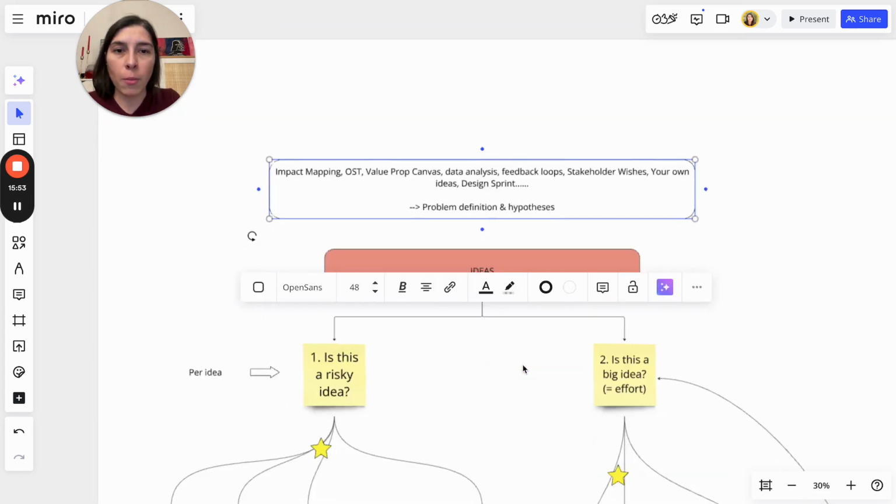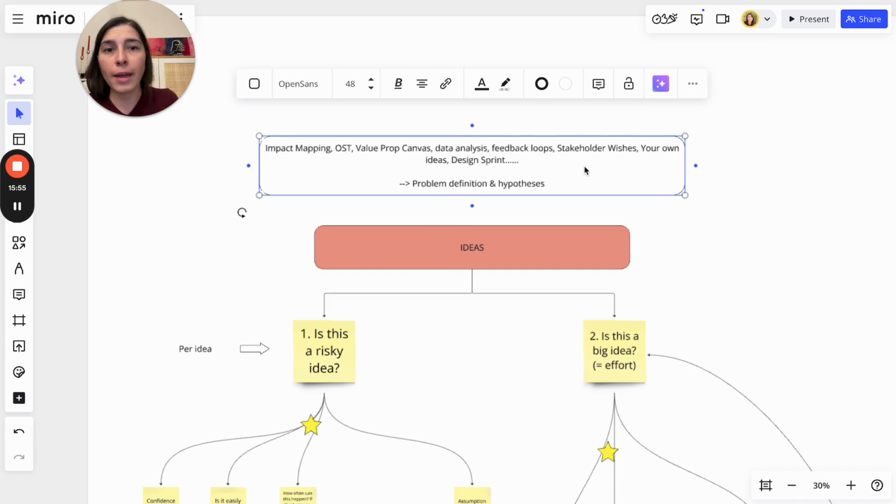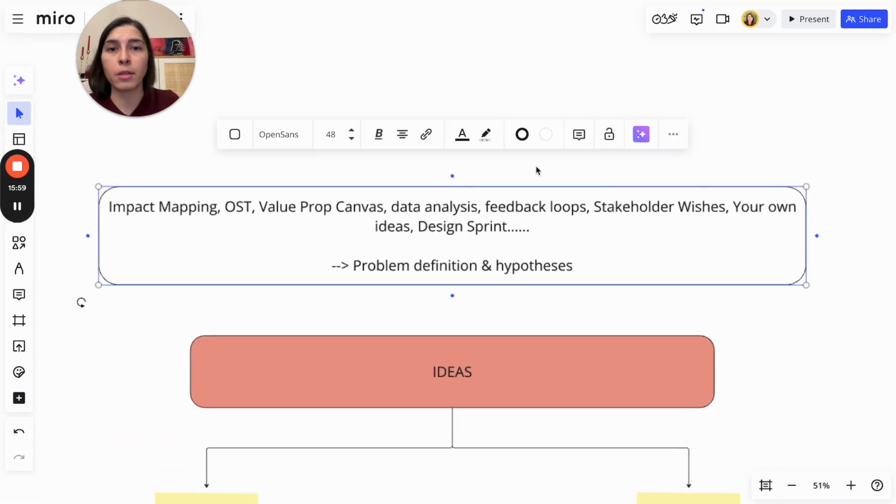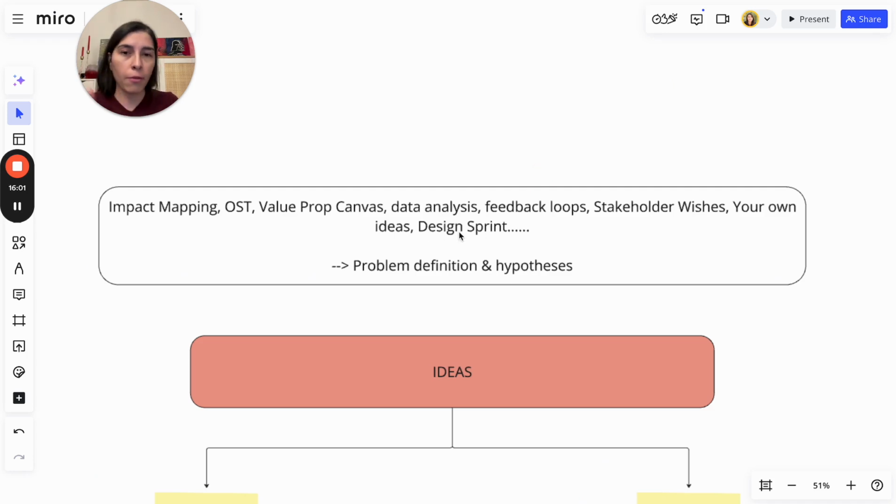Because where do ideas come from? Well, they can come from anywhere, like stakeholder wishes, your own ideas, right? Your team's ideas. You did a design sprint and now have 50 million ideas after that. You analyze your data. The data is also a source for discovery, right? There you can find a lot of problem spaces, and then you have ideas how to solve that. You get feedback loops. You have released something and get feedback, and there are lots of ideas as well. And so on and so forth.